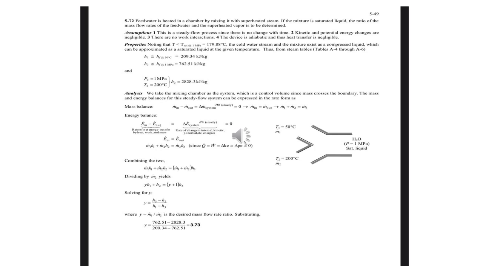Interpretation: for every 1 kilogram of the superheated steam added to the mixing chamber, 3.73 kilograms of the feed water is mixed to achieve the desired condition of saturated liquid at 1 megapascal. The negative sign cancelled out as expected, since flow rates are positive in the physical context.